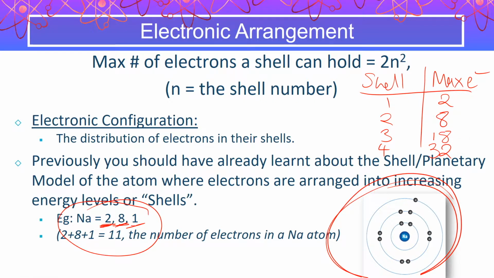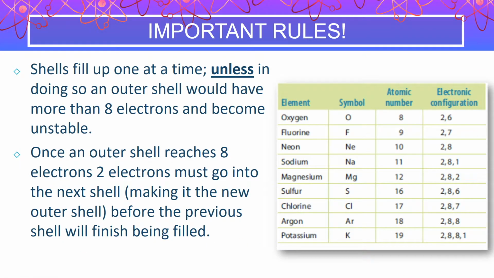All right. So like I was saying, some important rules. Shells are going to fill up one at a time, and you don't move on to the next shell until that shell is completely filled. Unless, and this is so important, unless in filling up that shell you end up having more than 8 electrons. You're not allowed to do that. Once you get to that 8th electron in the outermost shell, you have to create a new shell to be the outermost shell, or the valence shell, and you have to get 2 electrons in there. Once you do that, then you can come back and finish filling up the one beforehand, and then move on after that.